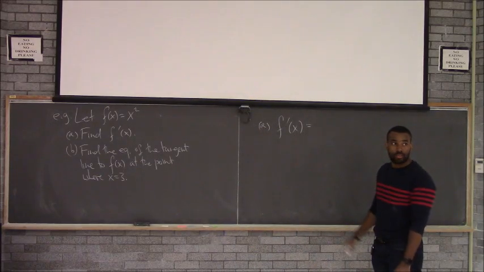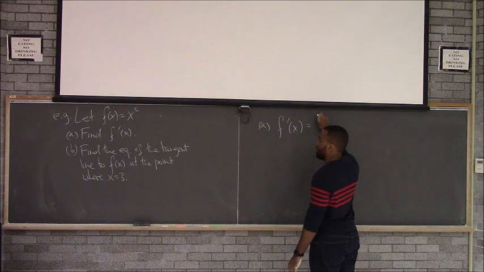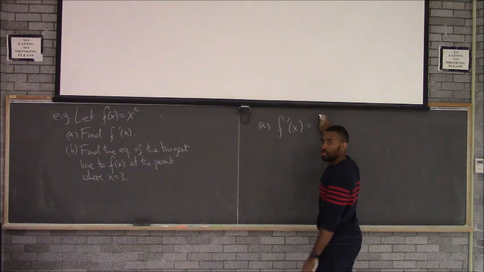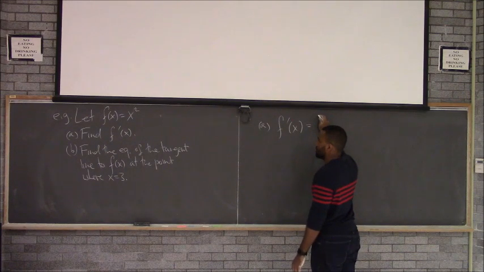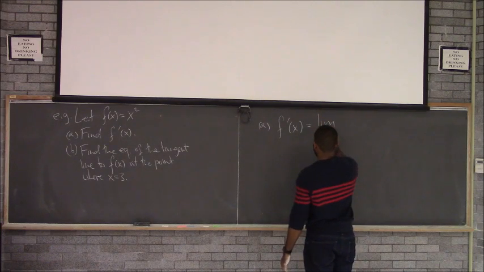How do you do that? We bring down the 2 and then subtract the exponent by... I don't know. What? So it's like 2x, like the derivative of x squared is 2x because you bring down the exponent. You don't know that. This is what the derivative is.